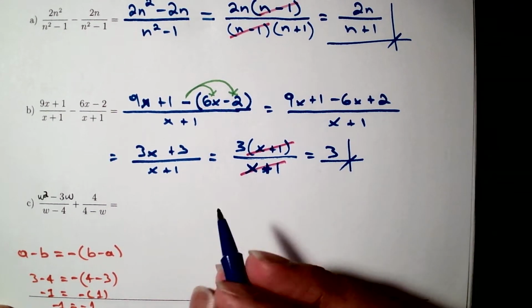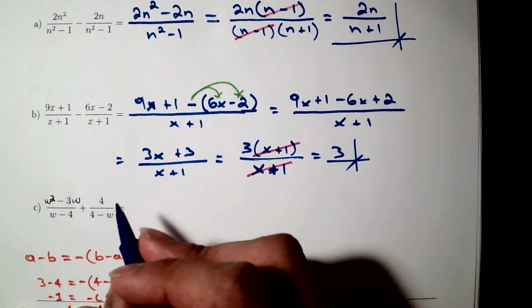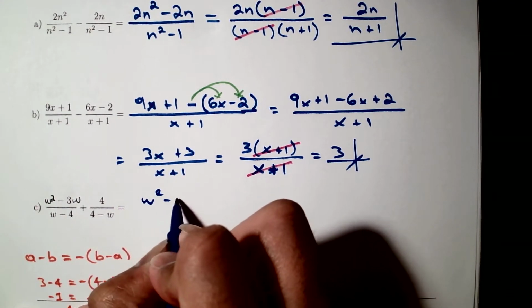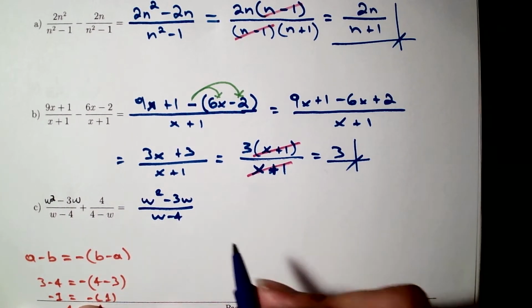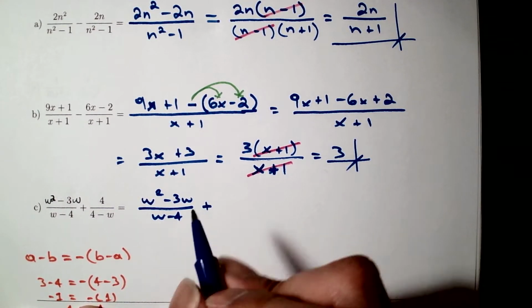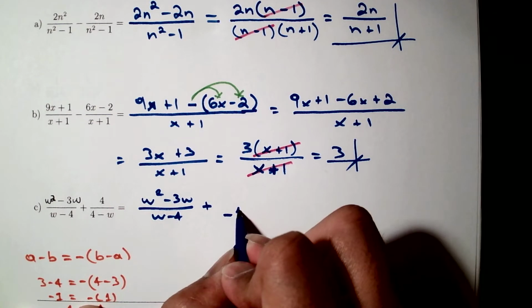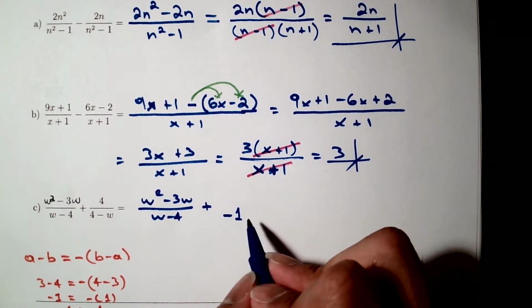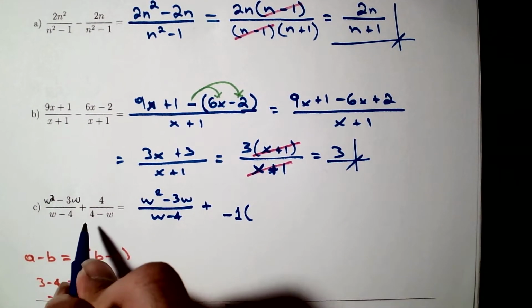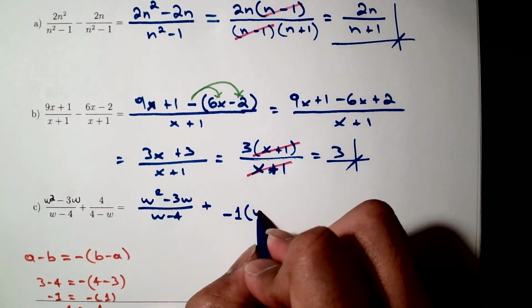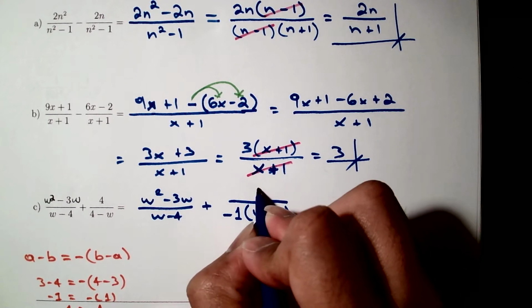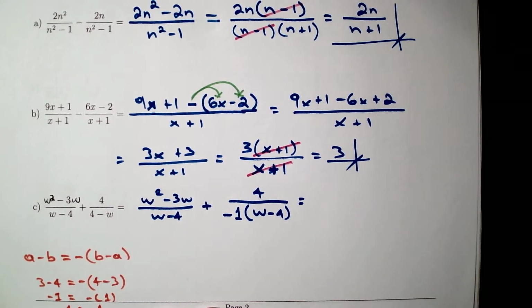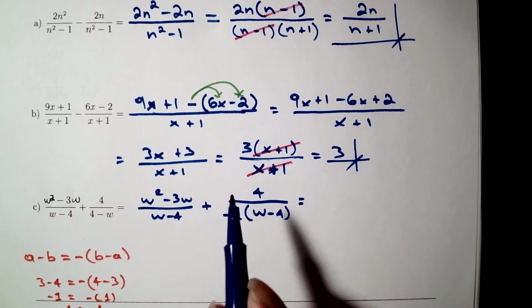All right, so w squared minus 3w divided by w minus 4, and then that's going to be plus negative 1. I'm going to factor out a negative 1 times, instead of 4 minus w, I'm going to call it w minus 4. And 4.